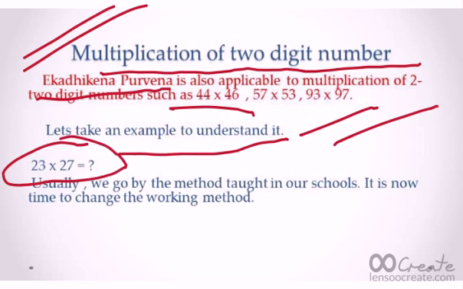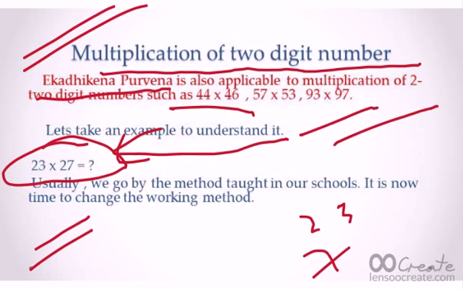If we are taking 23 into 27, I have taken a small number to understand it. You may take 3-digit or higher numbers once you understand this. Normally we do this calculation by the method taught in school, but it's time consuming for competitive examinations. I suggest you not to follow that method.